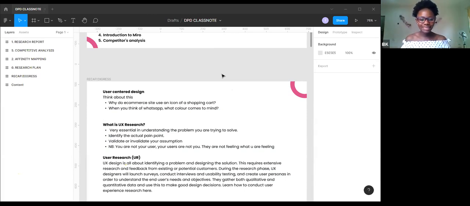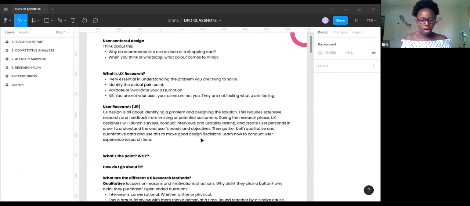So it helps you identify the actual pain points. The whole reason why you're designing, of course, is to meet the customer's needs, to ease their pain. So you have to really know what the pain is. That is also one of the reasons why we do research. It is also to validate and to invalidate your assumptions. One thing you don't want to do on this job is to assume. You really need to do research, and doing research will point you to where you need to go, how you need to do it, when you need to do it, and all that.